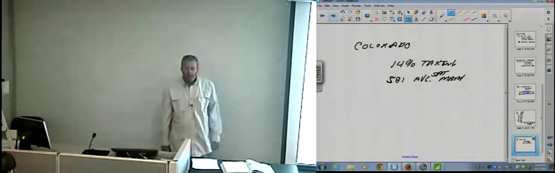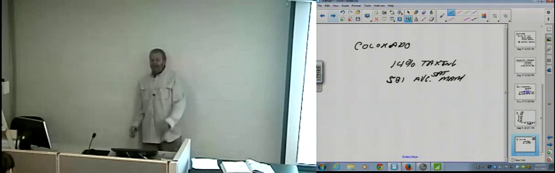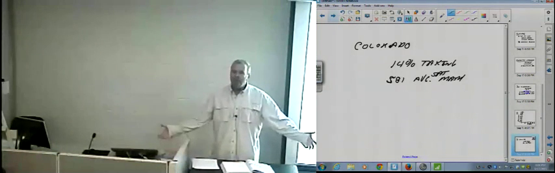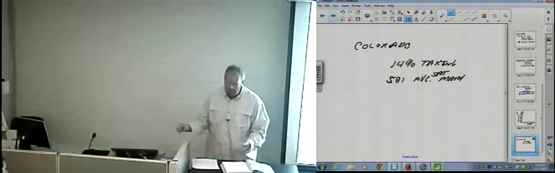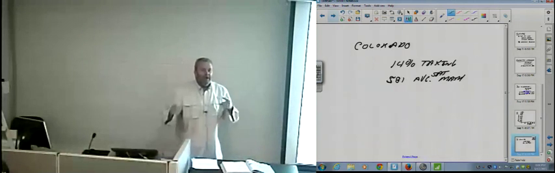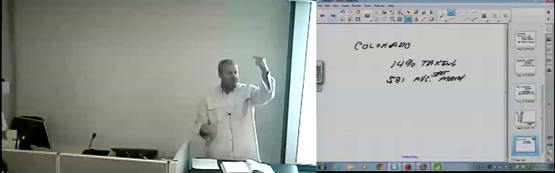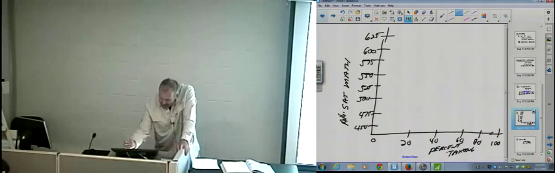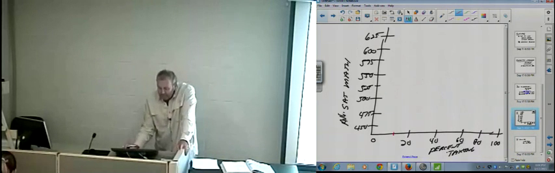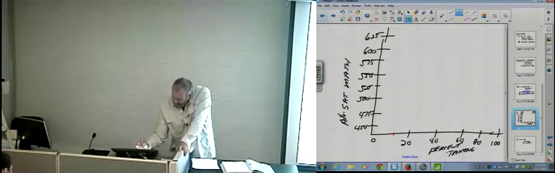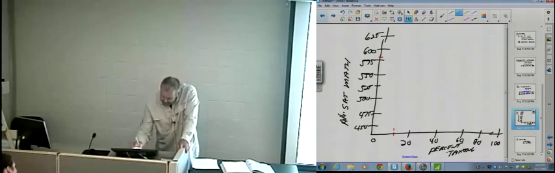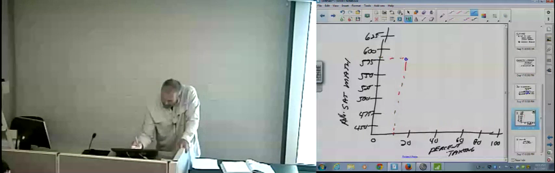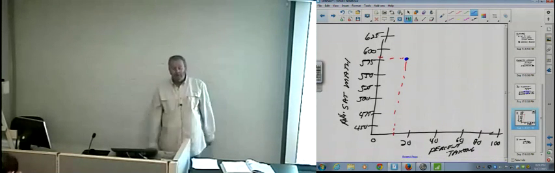Okay? So you've got a value for percent taking, and you have a value for the average SAT math score. So how do I start making the scatter plot? They just picked Colorado to show you what's going on. The point gets fixed by a value for the X and a value for the Y, right? So I've got 14% taking, which is right about there. What was the average score? 581, which is about there. That little dot represents Colorado.